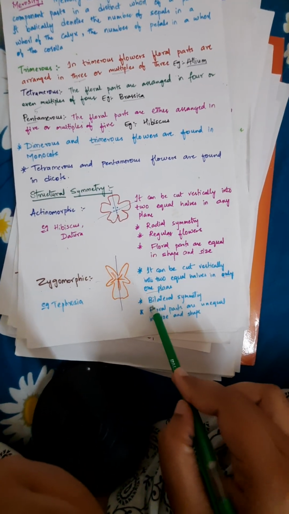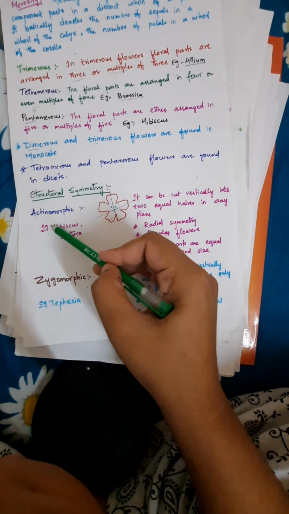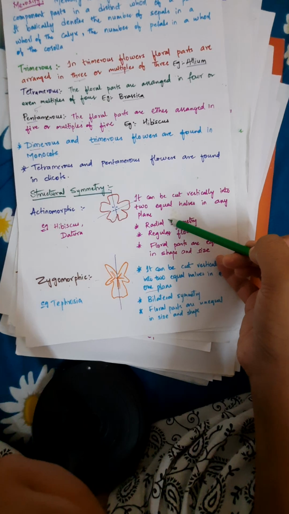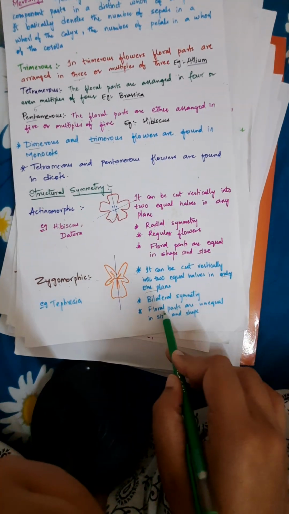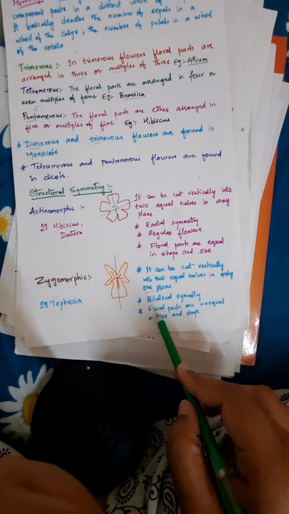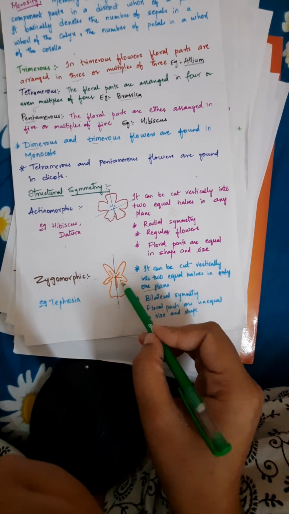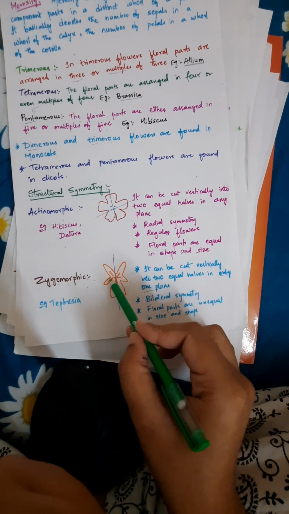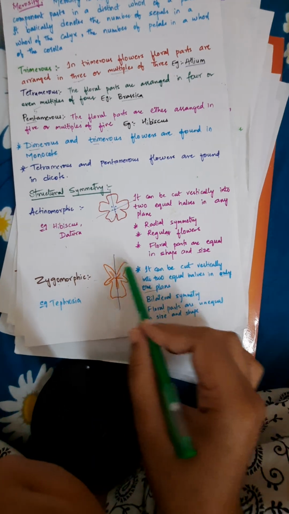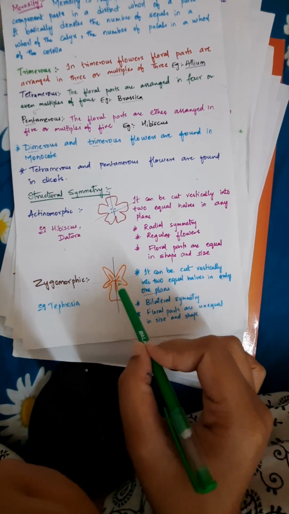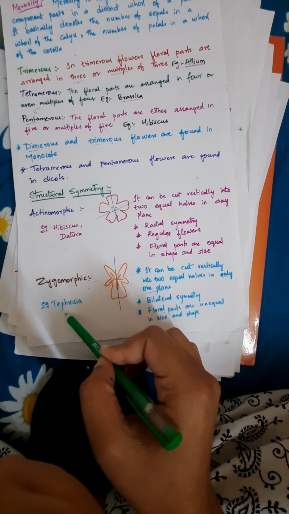And it is showing bilateral symmetry. Whereas in actinomorphic flowers, what have we seen? We have seen radial symmetry, whereas in zygomorphic flowers, we are seeing bilateral symmetry. And here floral parts are unequal in shape and size. See here, these are not equal. This petal is large, this is small, and this is somewhat medium. So the arrangement of the floral parts is not equal in shape and size. An example of the zygomorphic flower is Tephrosia.